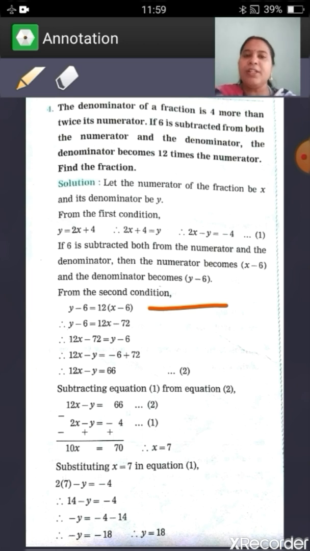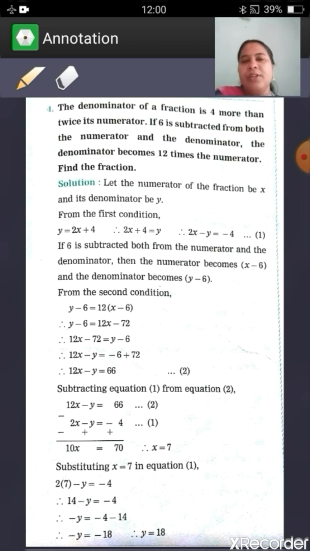Now let us bring it into the standard form. Standard form is x, y and then the constant on the right hand side. So let us first open the bracket. y - 6 will be as it is. 12 into x will give me 12x. And 12 into 6 will give me minus 72, as 6 is with a negative sign. So we get 12x - 72.